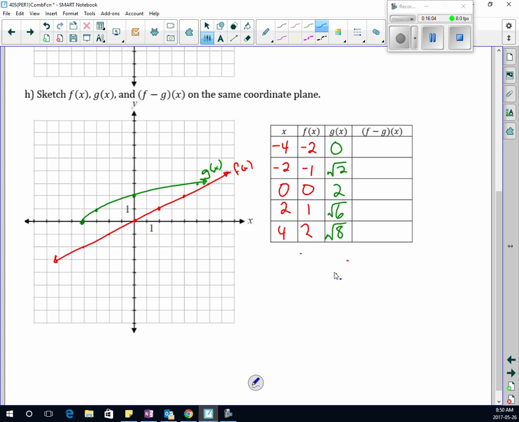So the key here is, when you pick a point, they have to be the same x value that you subtract. You can't just pick an x value here and an x value here and subtract them arbitrarily. No, it has to be the same x point, which is why the table is kind of nice. But anyways, we're going to take our f value and subtract our g value. So that's still -2. Does everybody see that? This subtract this is still this, yes?